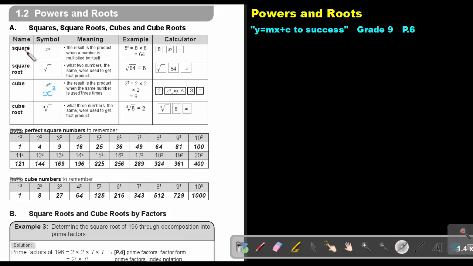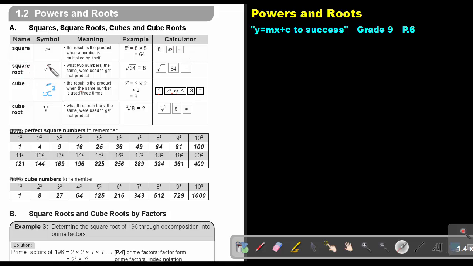Let's start with square. X to the power of 2. The result is the product when a number is multiplied by itself. Like 8 squared, that will be 8 times 8, which will be 64. How do we press it on the calculator? We press 8, we press that button x squared, and then we press equal.